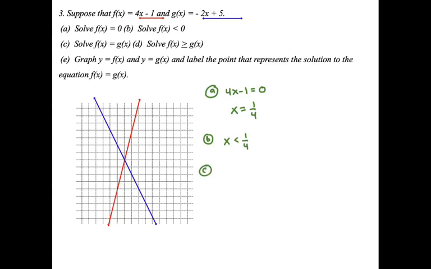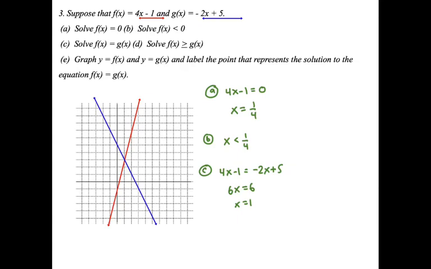For part C, we're asked to figure out where f of x is equal to g of x. So I am going to do this algebraically first by setting these two equations equal to one another, and then I'm going to solve for x. In order to do that, I'm going to move the x's to one side, the constants to the other. We end up with 6x is equal to 6. So x is equal to 1.